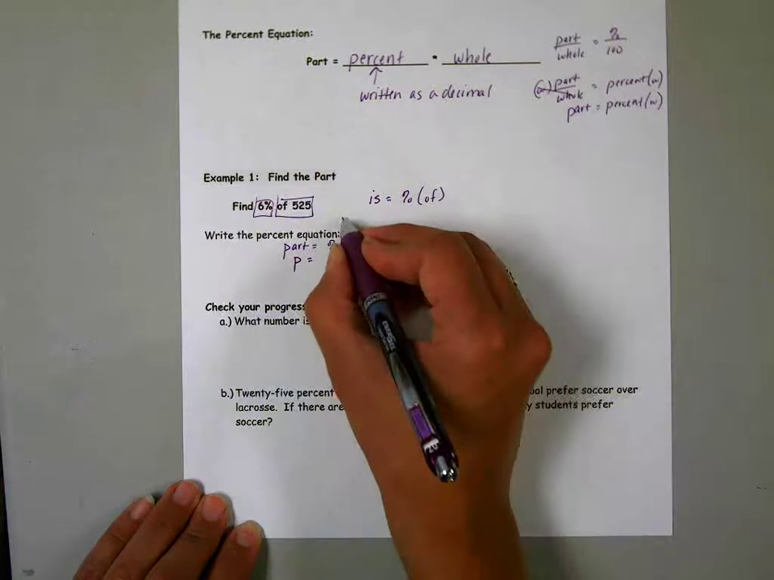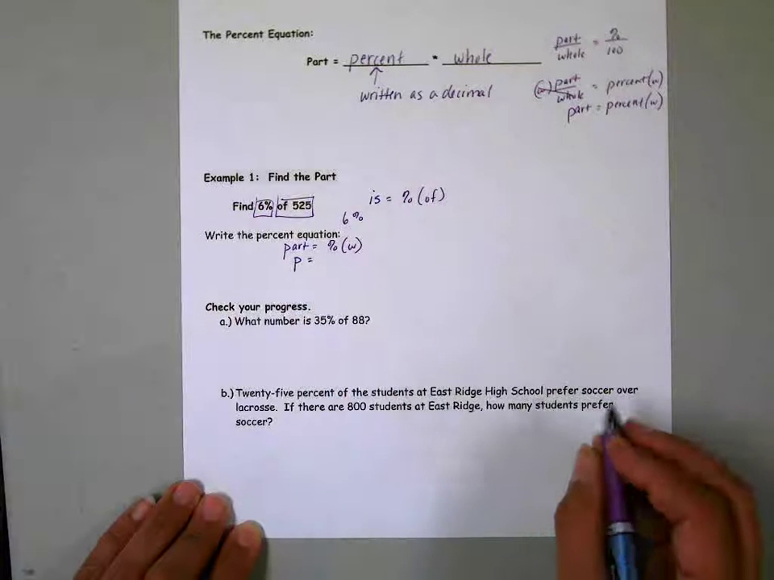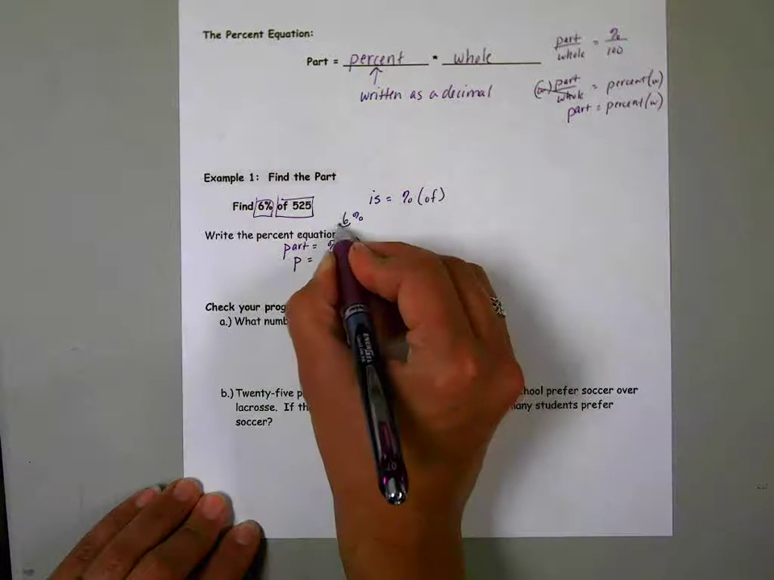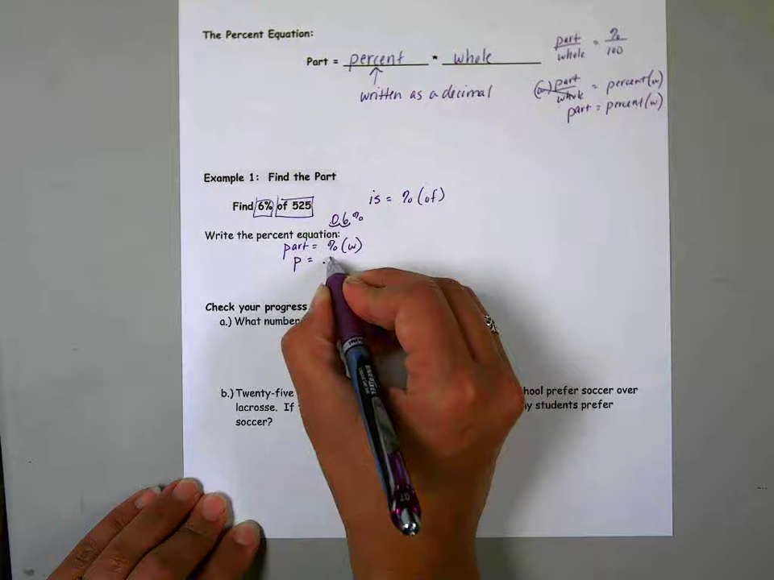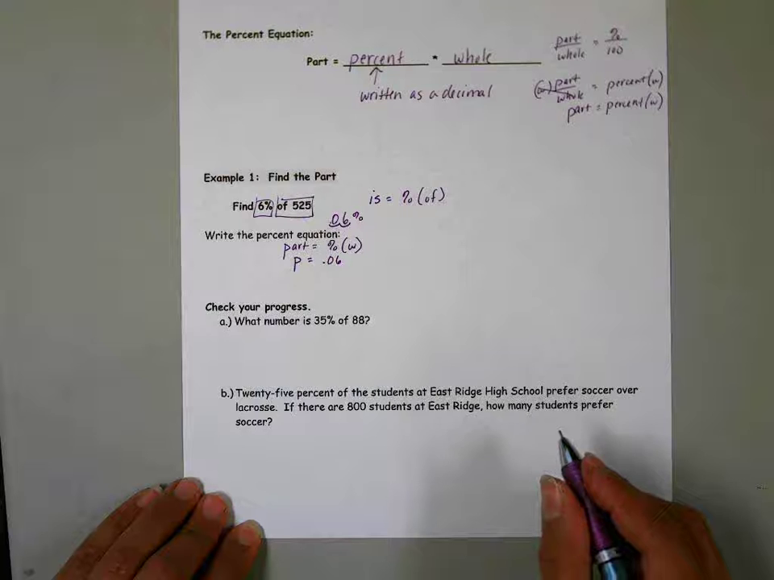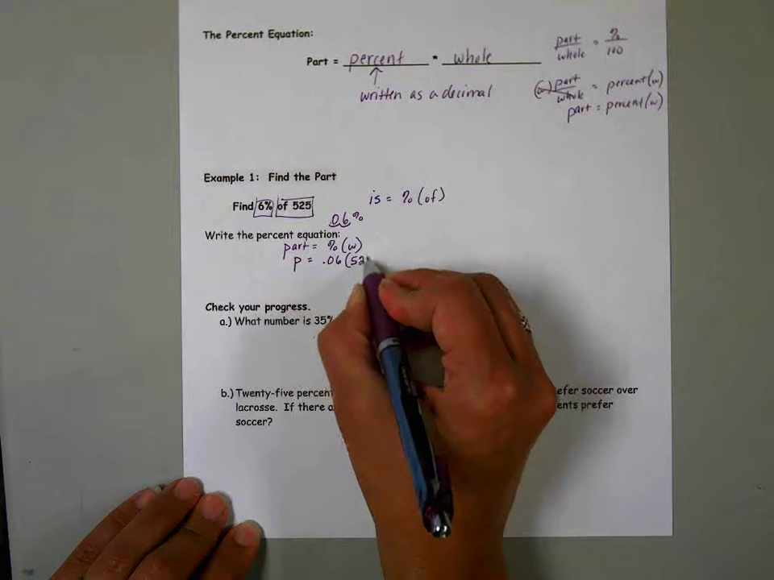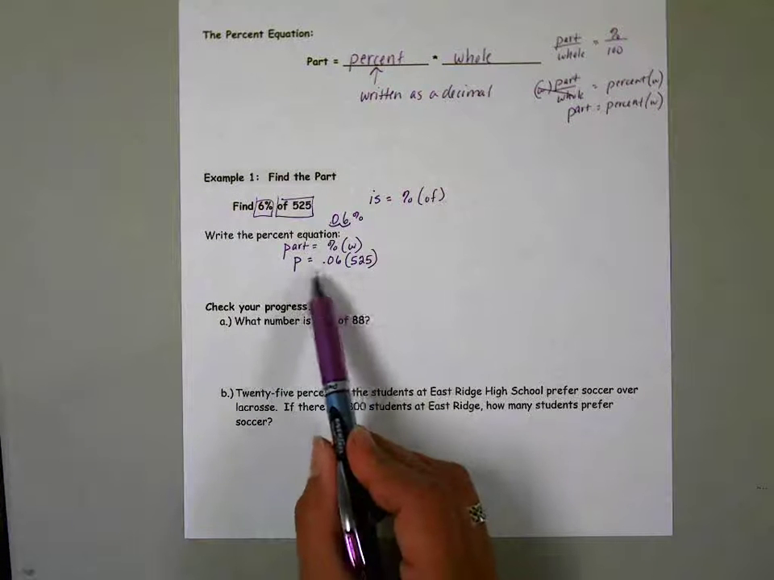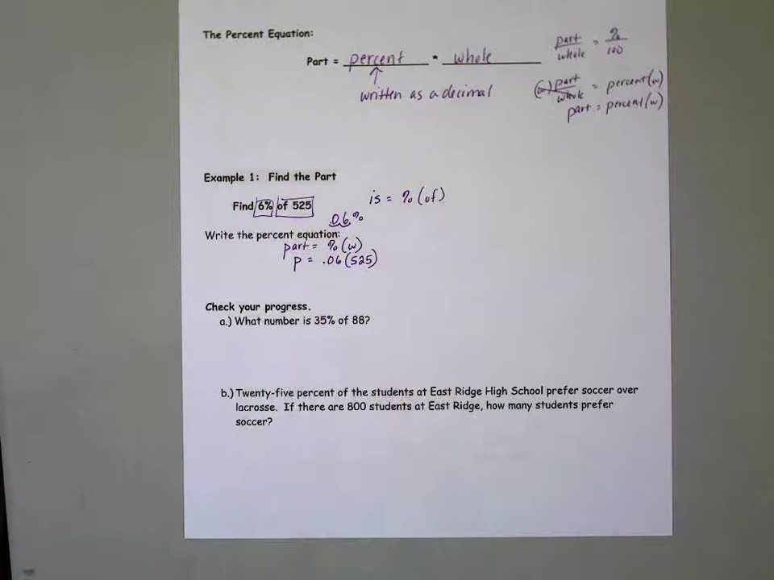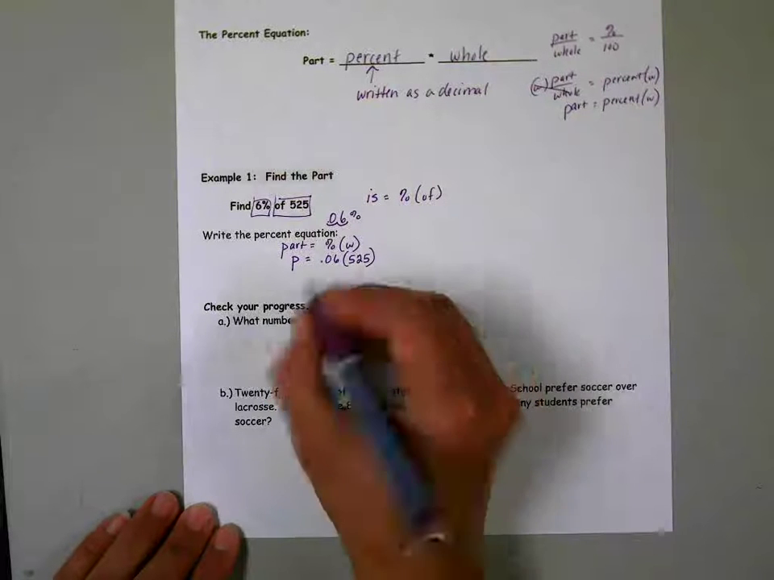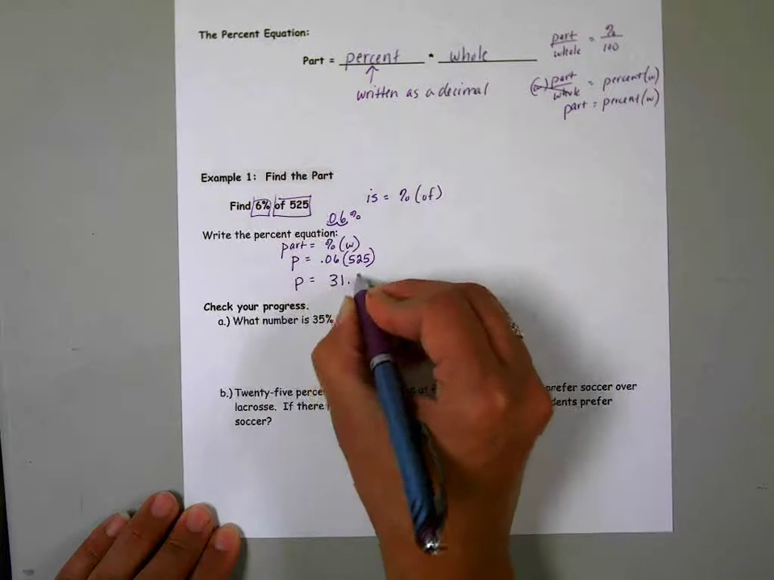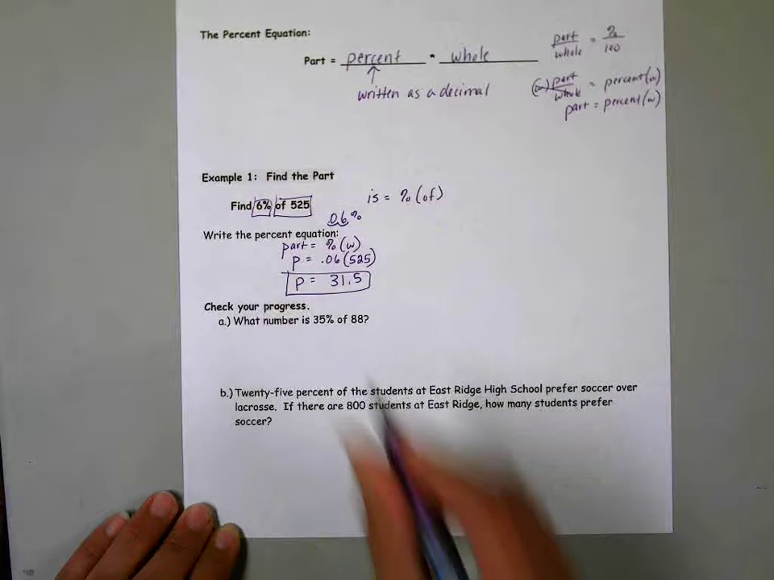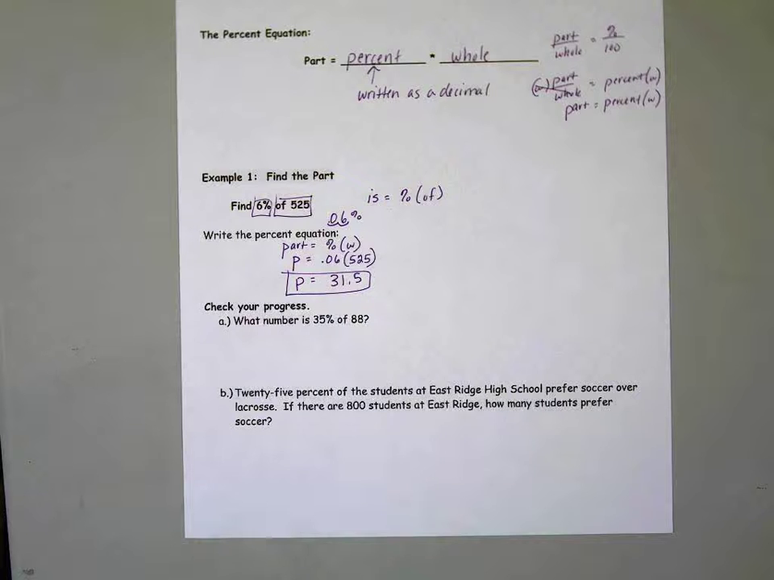Our percent is 6%. And remember that we convert a percent to a decimal by moving the decimal 2 times to the left. So that is 0.06 or 6 hundredths. And then our whole is 525. So now I have a simple equation here. Part equals 6 hundredths times 525. And when you multiply 525 times 6 hundredths, we get 31 and a half. So 6% of 525 is 31 and a half.